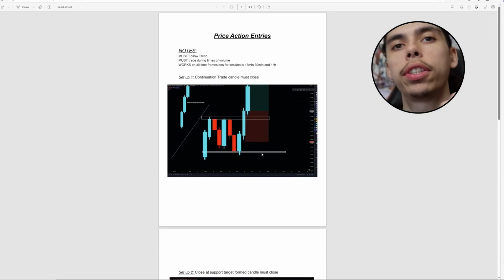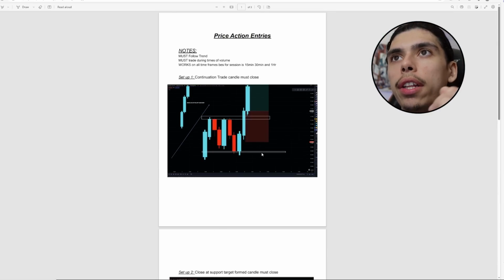You know what it's like, and let's get on to the charts, and let's go have a look at these 3 price action setups. Alright guys, so this is the price action PDF here, and this is what you can find in Discord.